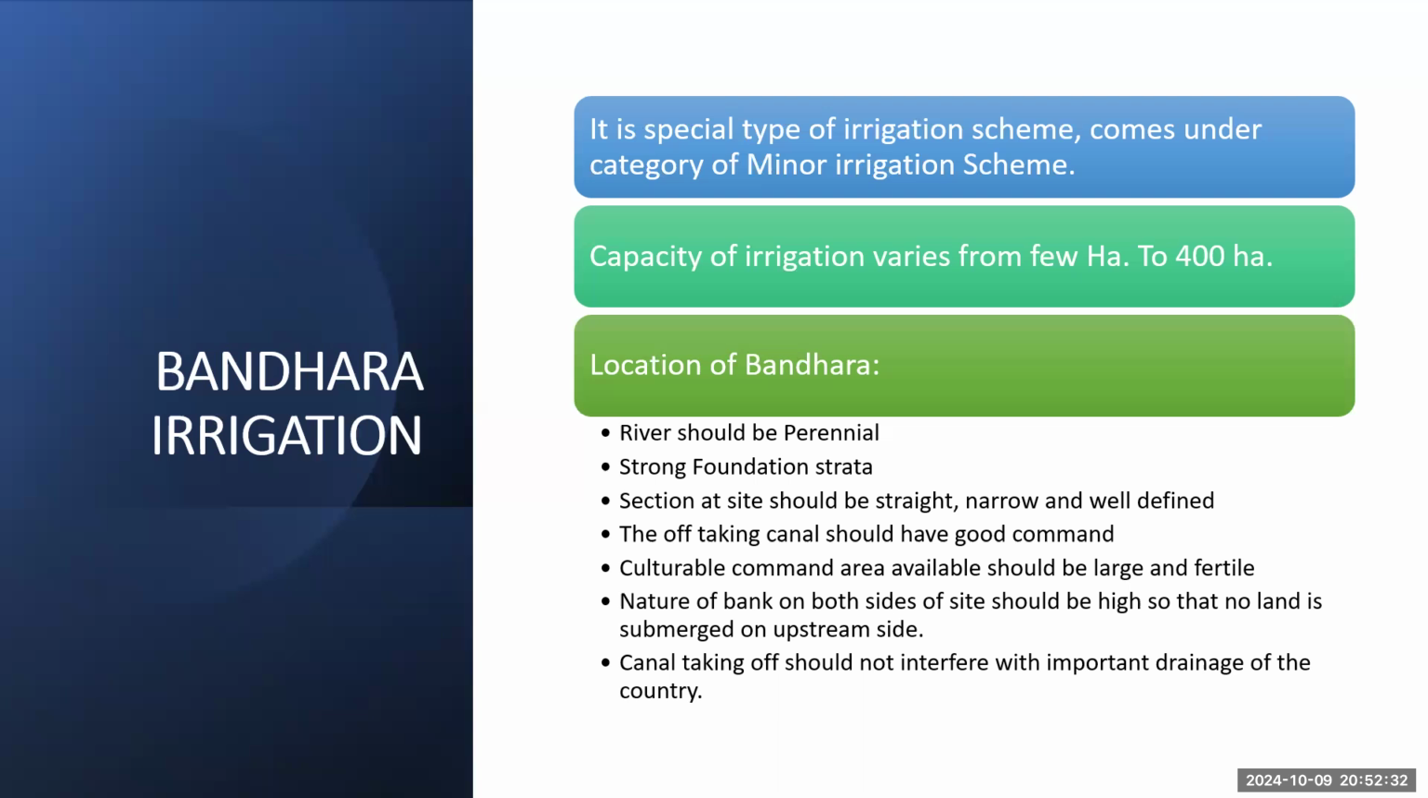Then, the site which is selected for the Bandhara: at that point the river stretch should be straight. Then the river stretch should be narrow and well defined. Straight, you can understand, means the alignment is straight. Narrow means its width should be less at the point where the Bandhara is to be constructed. If the width of the river is less, then what is the benefit? The length of the Bandhara is less.